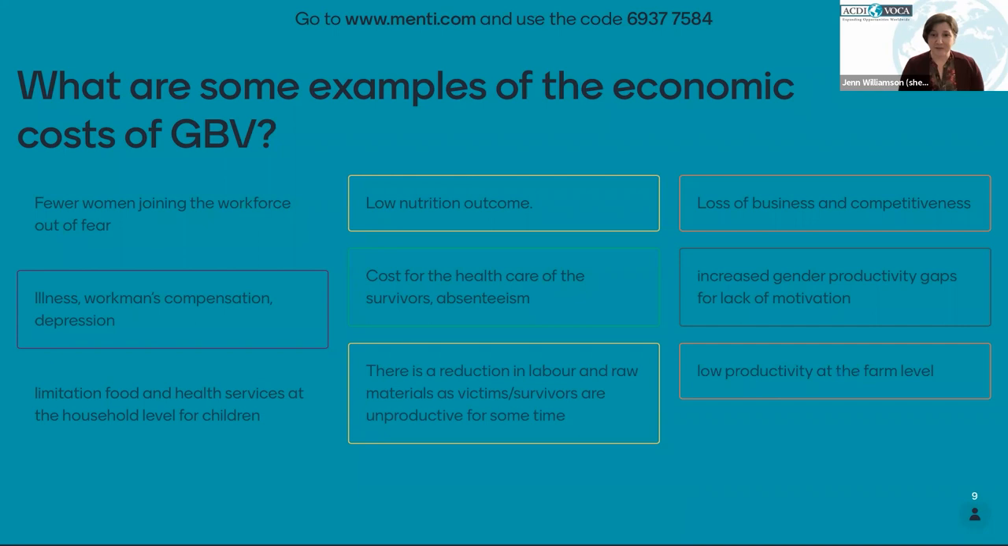I see reduction in labor and raw materials due to unproductivity at certain points, absolutely. Lower productivity at the farm level, limitation on food and health services for children. Yes, these are all important examples. Great, thank you so much. Let's return to the PowerPoint.